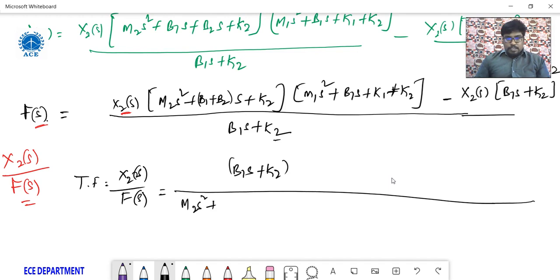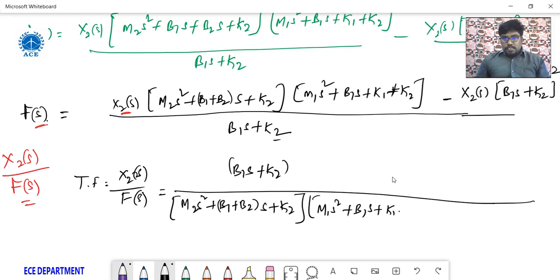m2s square plus b1 plus b2 into s plus k2, into m1s square plus b1s plus k1 plus k2, minus, you need to take x1, x2 as common, therefore this term is not there, so it becomes b1s minus plus k2 whole square.